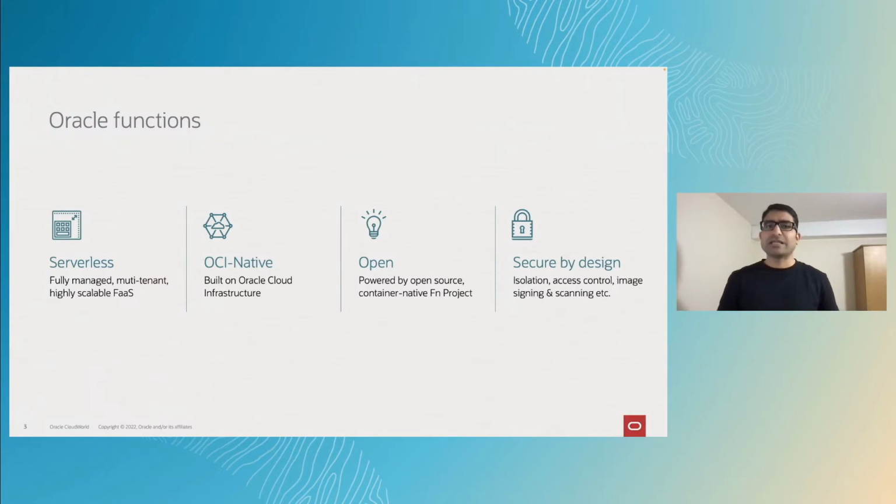It is built on the next generation Oracle Cloud Infrastructure and seamlessly integrates with other OCI services to provide a comprehensive platform. It is based on the open source FN project, which is a container native functions as a service platform that packages your functions as containers and runs them anywhere in any cloud or on premises. It is designed with security built in. It provides strong isolation, fine grained access control, and features such as secure networking, image signing, and scanning.